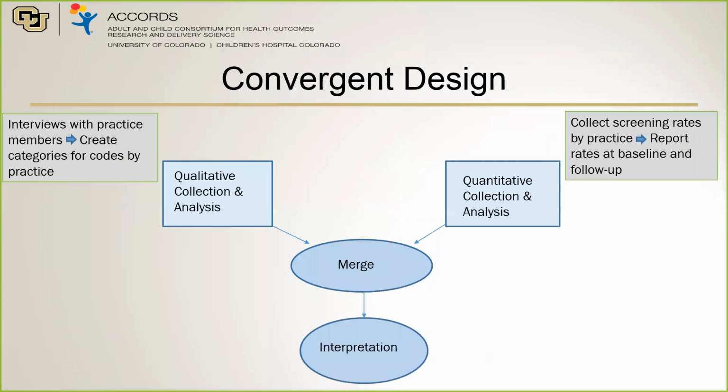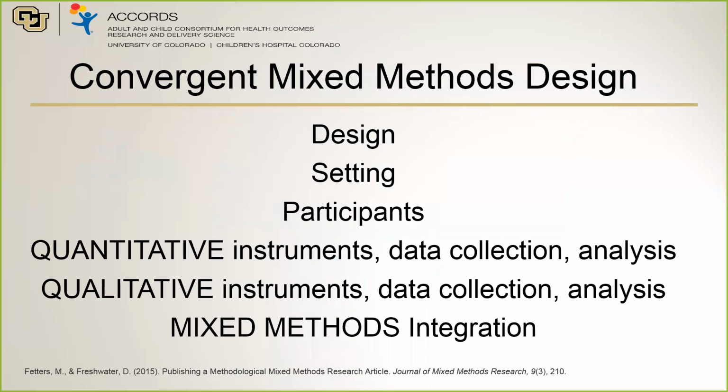And then convergent designs, which is basically you're doing the quant and the qualitative at the same time, or pretty much at the same time. In this example, you're doing both interviews and collecting data about screening rates at the same time in a practice. Here, because the design, setting, and participants are the same for both types, you're describing that together, but then separately describing instruments, data collection, and analysis for the two different methodologies, and then the integration.